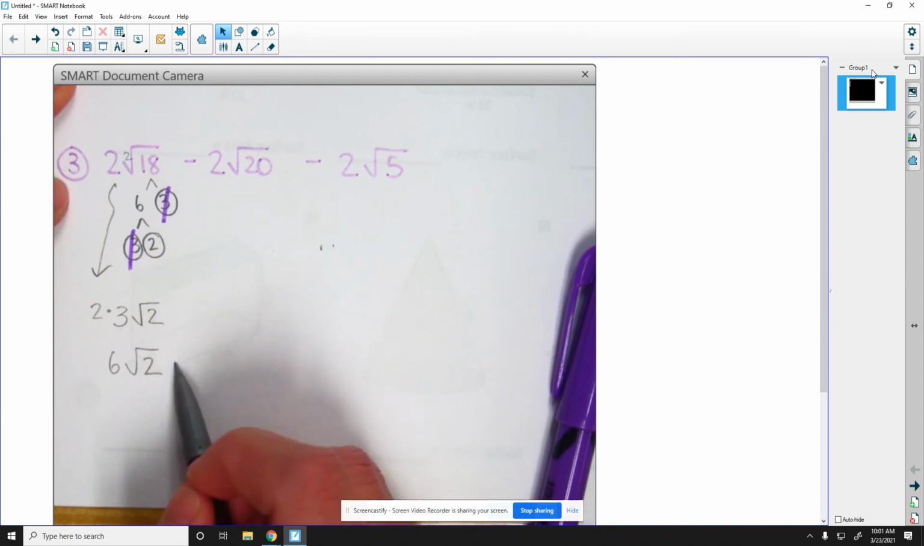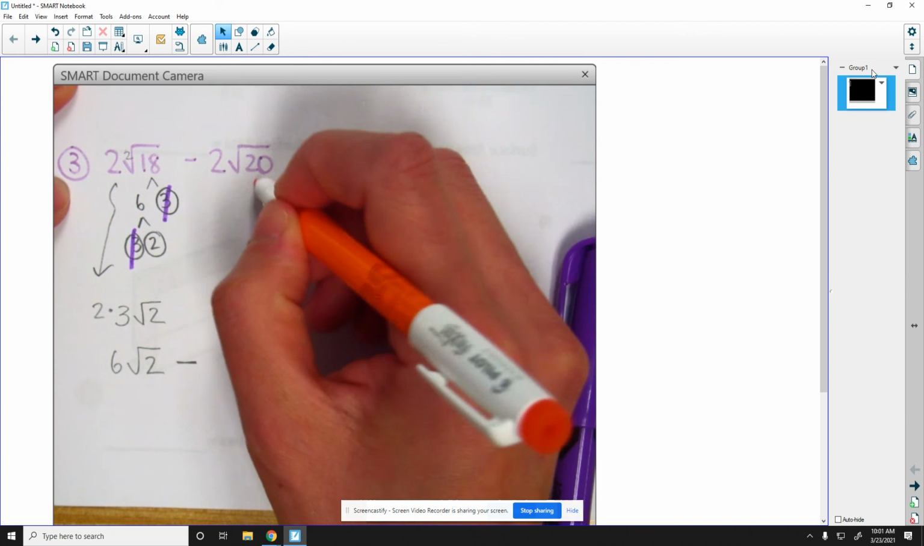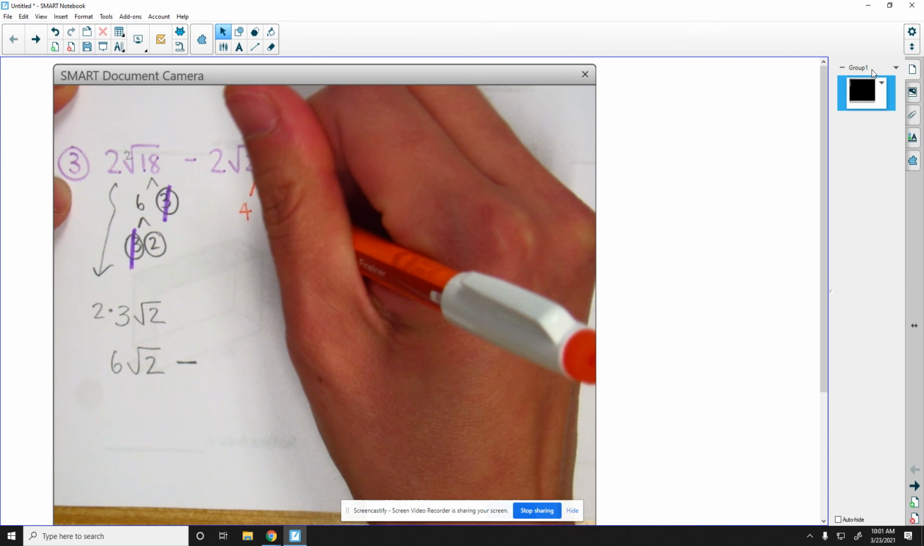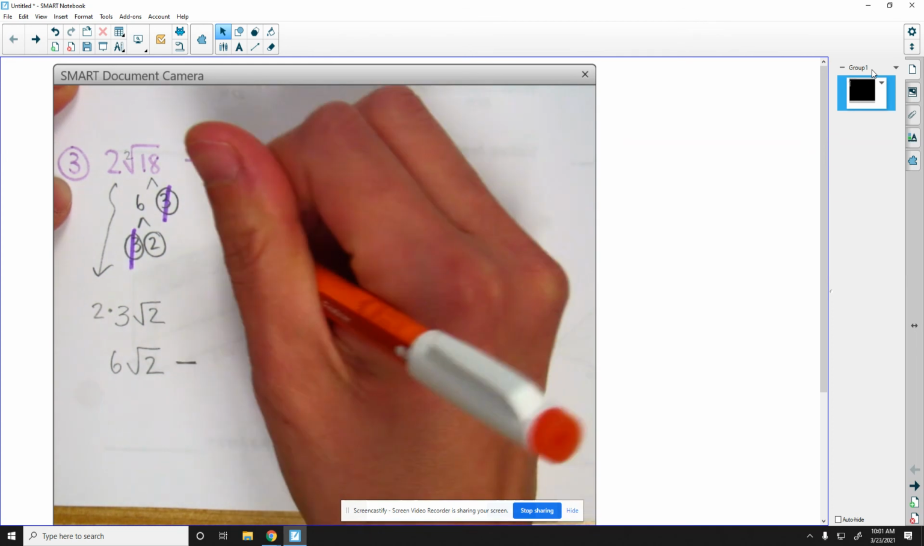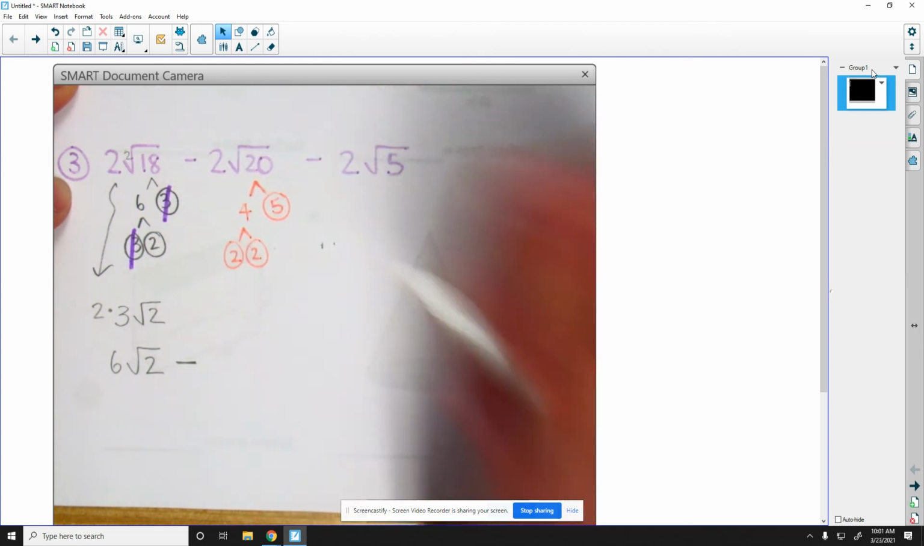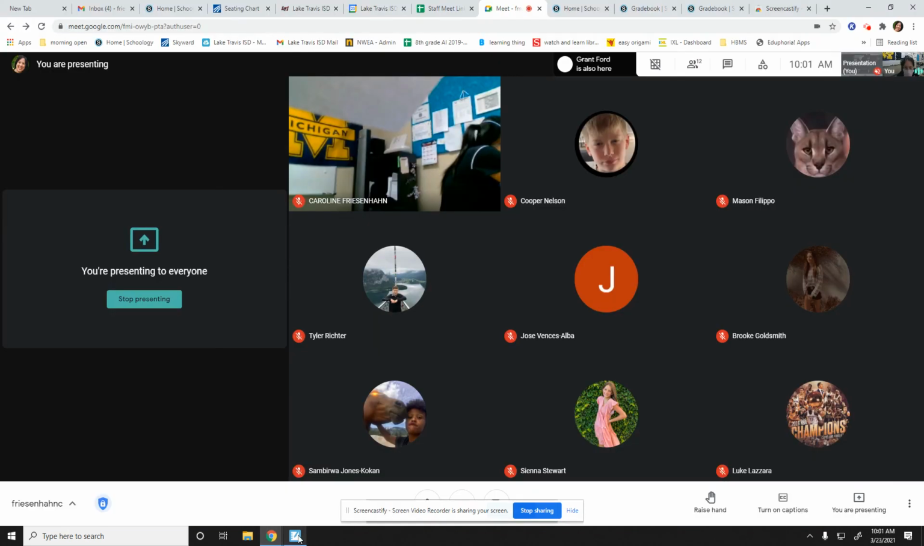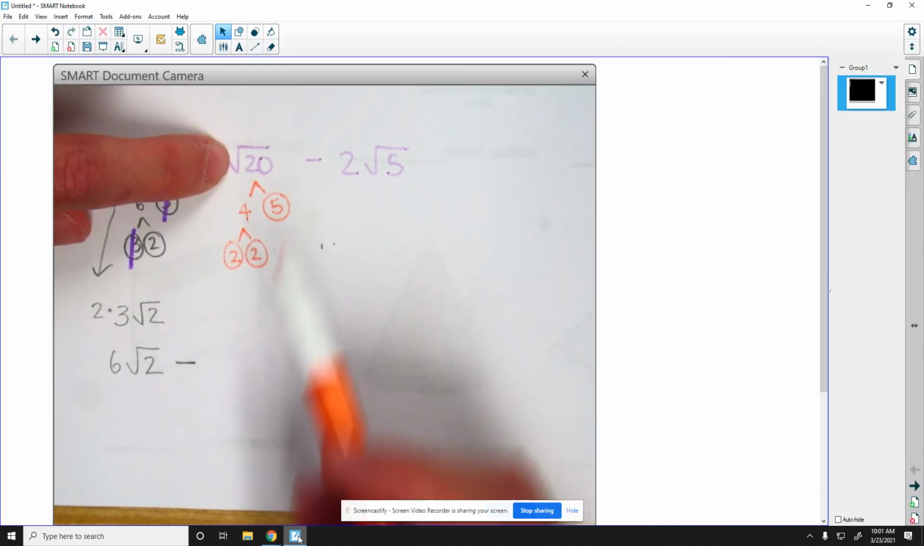Okay, minus, so now let's do this part, 20. So 20 is 4 and 5, or 10 and 2, doesn't matter. 4 is 2 and 2. Okay, I'm going to ask the online kids again.